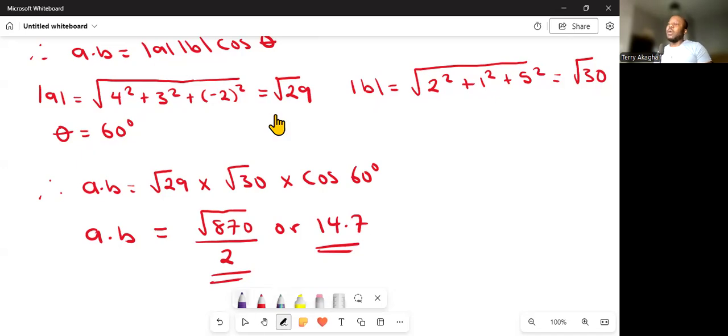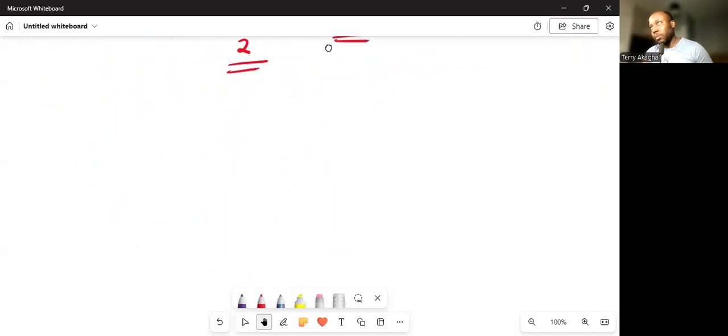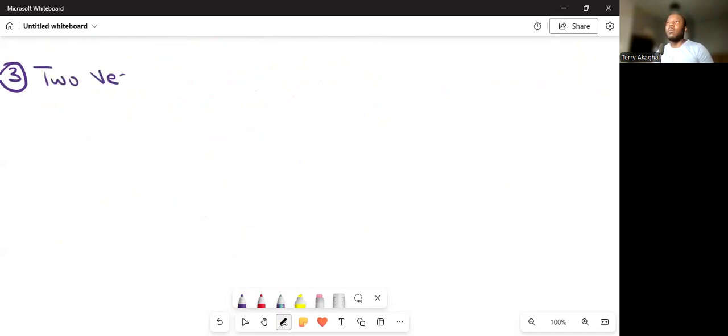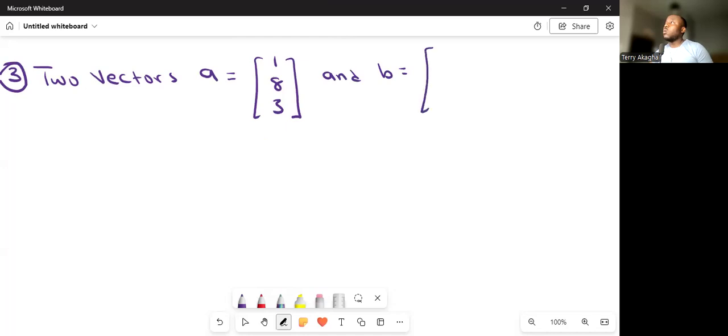All right, so let me pick one more example before we go to the next video, which will be on vector product. So let's pick one more. Okay, we have this question here. We're told that two vectors, A is equal to 1, 8, and 3, okay? And B is equal to 2, minus 4, and 6. We're given.